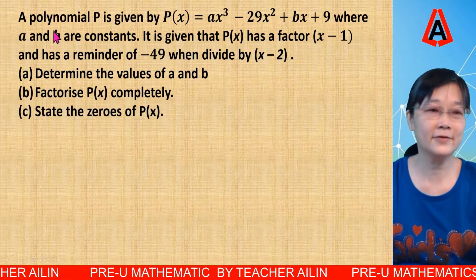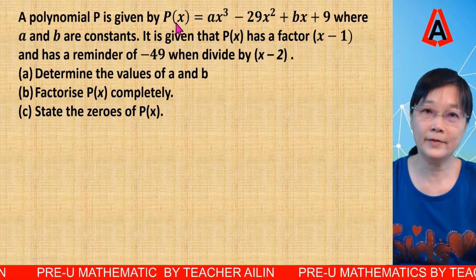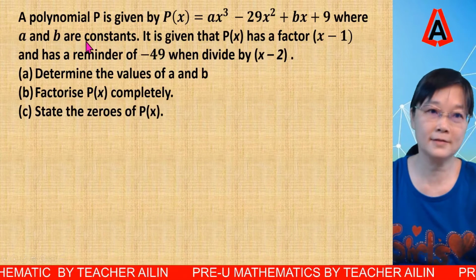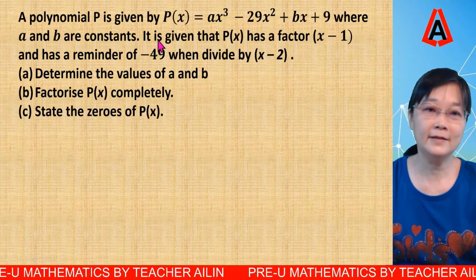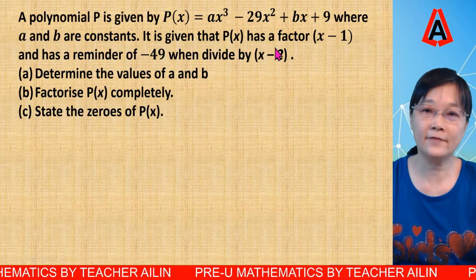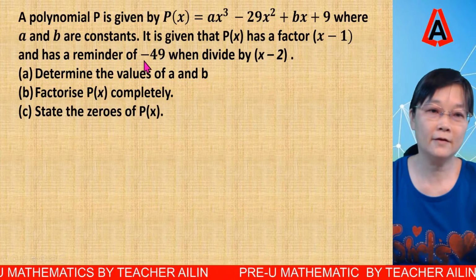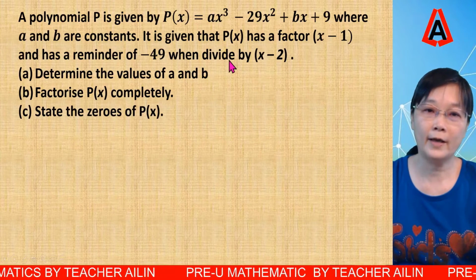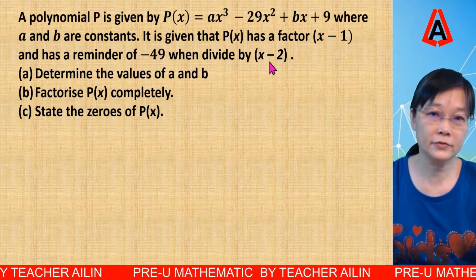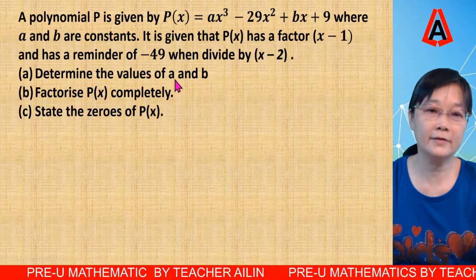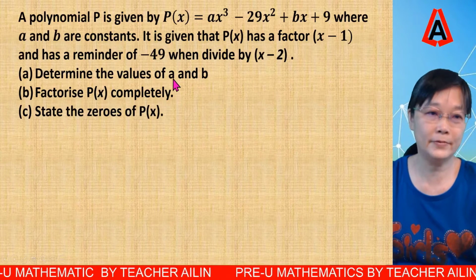Now let's try this question. The polynomial p(x) is given here where a and b are constants. It is given that p(x) has a factor x minus 1 and has a remainder of -49 when divided by x minus 2. Okay, first we are going to find the values of a and b.